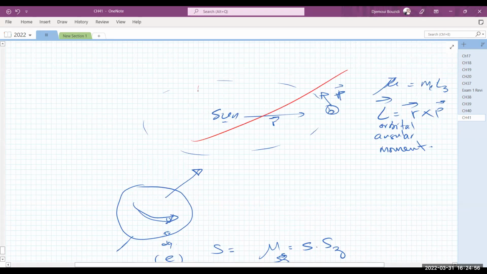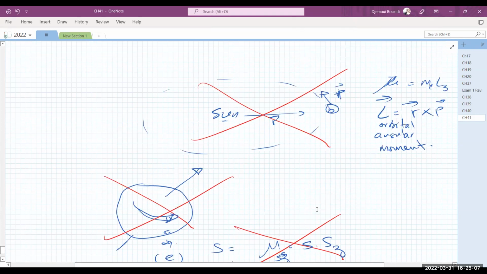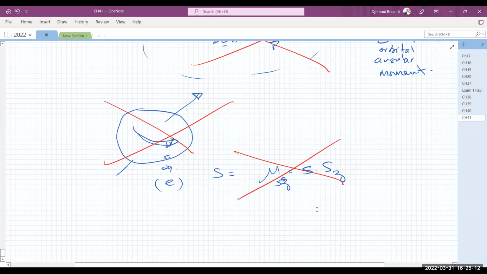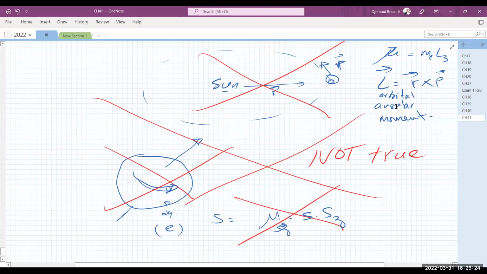Except I really don't have the sun and the Earth, and I really don't have a spinning electron, and I really don't have an angular momentum calculated this way. Everything else I said is correct. This picture is wrong. In other words, this picture is not true. Make sense? Or did I confuse you? This whole picture is wrong, so that you guys understand.